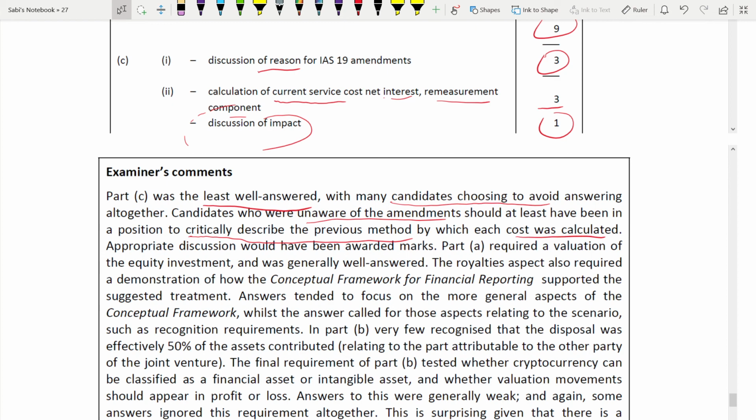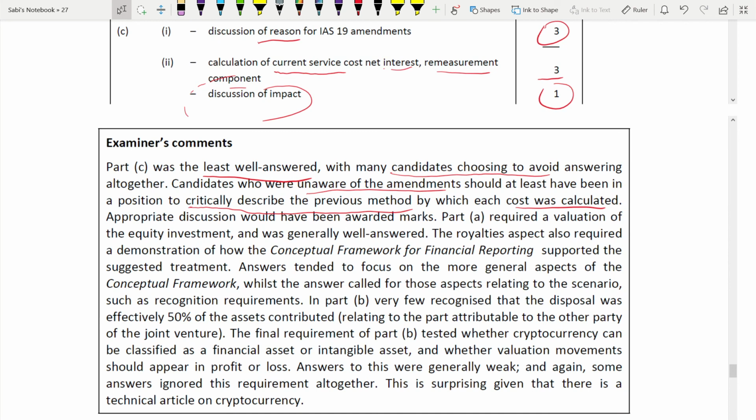Because according to the previous, before the amendment, you know how it is, right? Whether it is the current service cost or net interest. Okay. And also, even for discussing, you will get marks. Coming to part A. This required a valuation of the equity investment. This is generally well answered. People know that it was IFRS 9, according to that you value like this, like this.